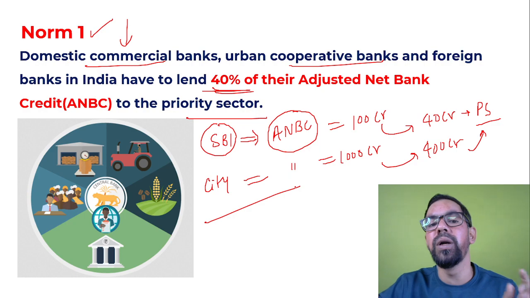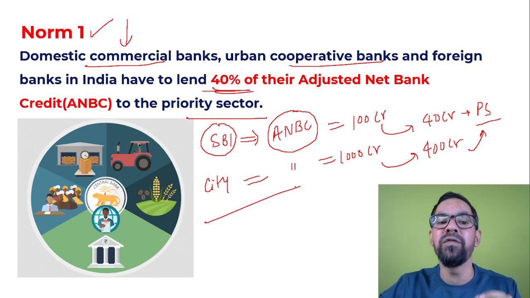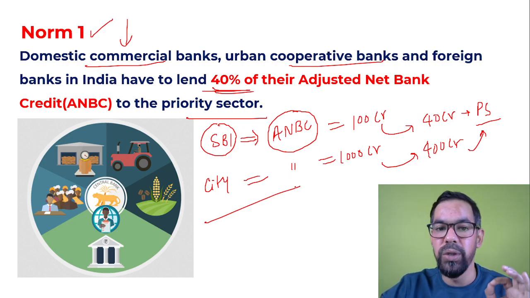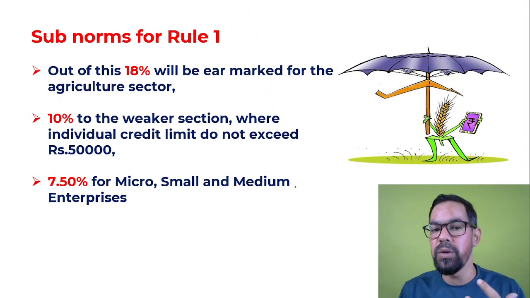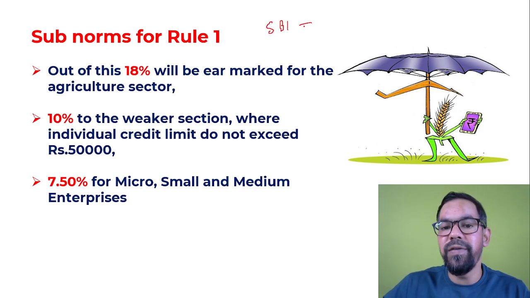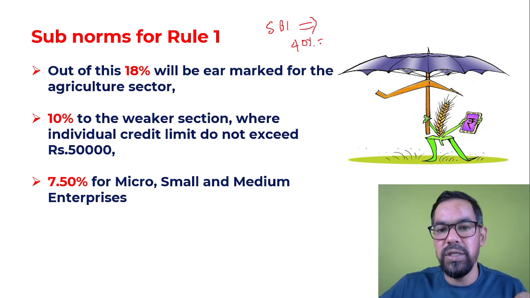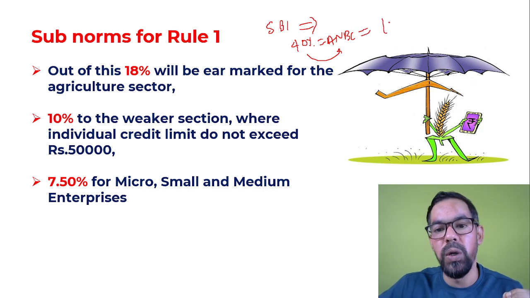So first you need to understand rule 1, that is norm 1. If a bank falls under these categories, they have to lend 40% of their ANBC to the priority sector. Now we have some sub norms as well. Let's take an example of State Bank of India only. SBI has to lend 40% of their ANBC to the priority sector. Let's say 40% of SBI's ANBC equals 100 crore rupees.